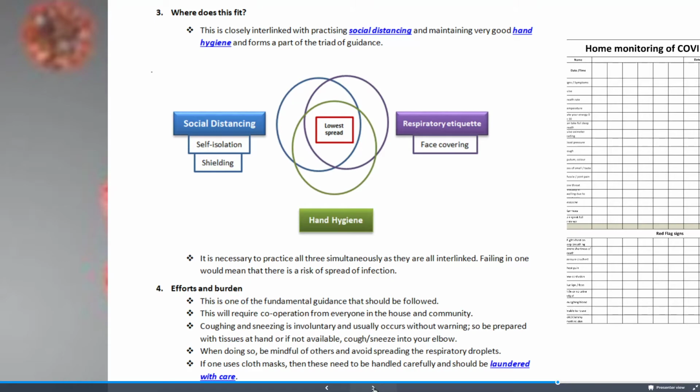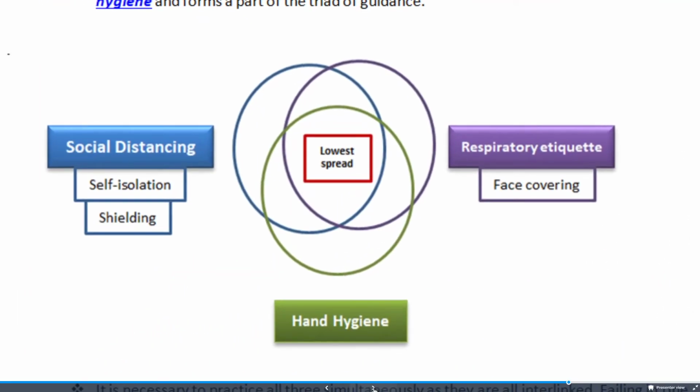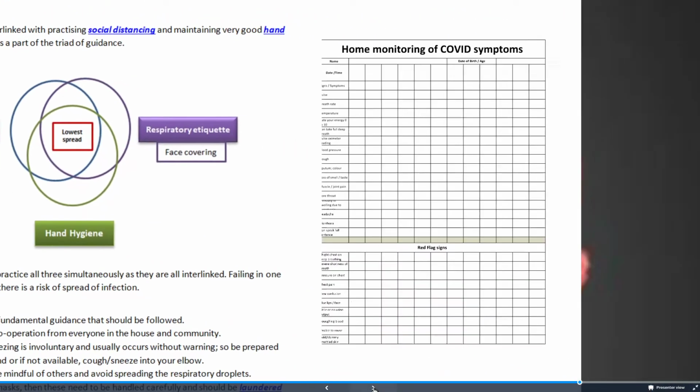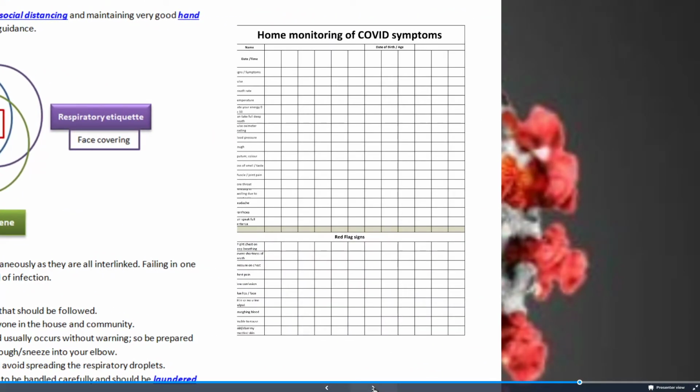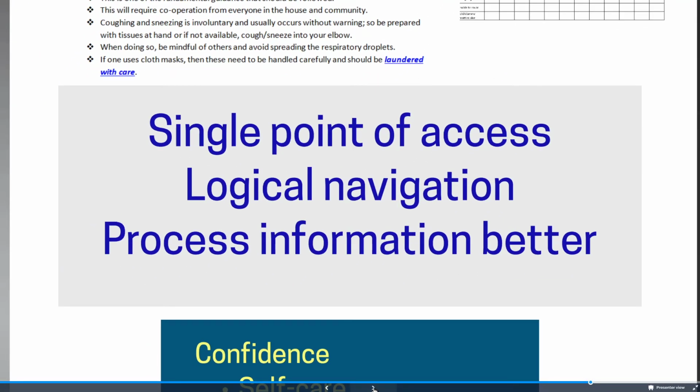The deeper layer simplifies the information from the authoritative sources like gov.uk, Public Health England, etc., and enables the public to navigate that information. Additionally, we've actually included some good self-help guidelines, especially for home monitoring. This can help a lot of patients. It provides a single point of access to all relevant information and places it in a logical fashion for easy navigation, and therefore the patients can process that information better.